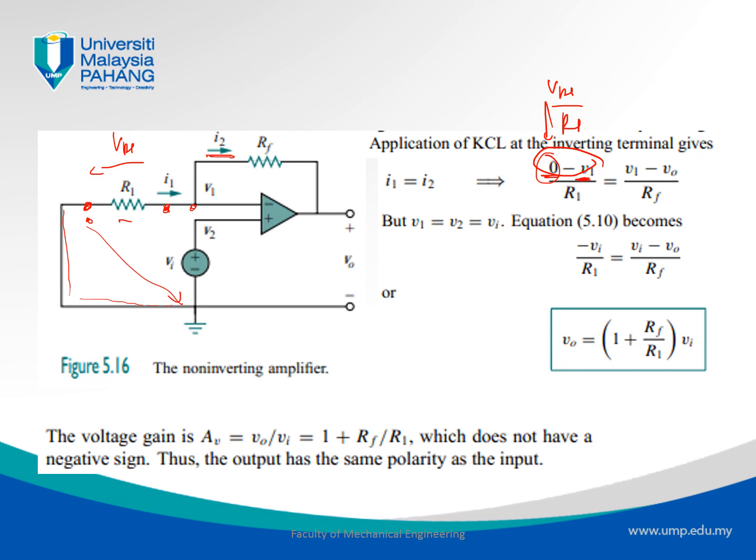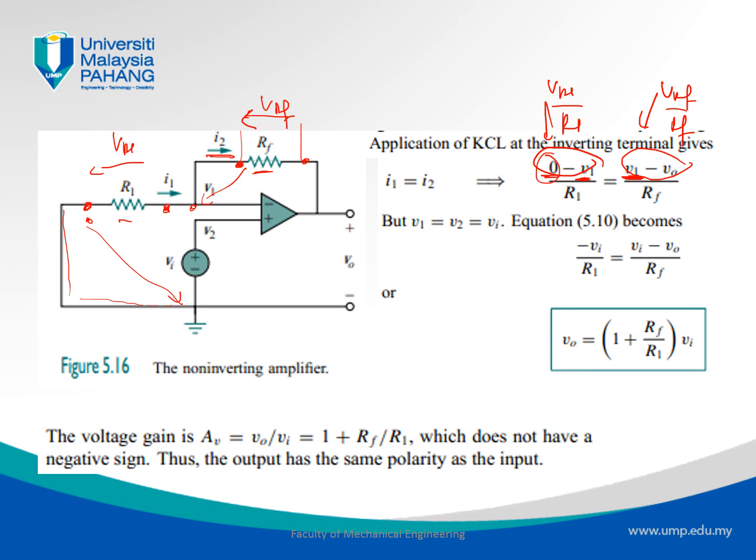So I2 is equal to, again by Ohm's law, VRF over RF. So this portion is basically VRF over RF. And what is VRF? VRF is the potential difference between this point and this point. The voltage at this point is the same as the voltage at V1 because there's no component in between them. So we have V1 here.